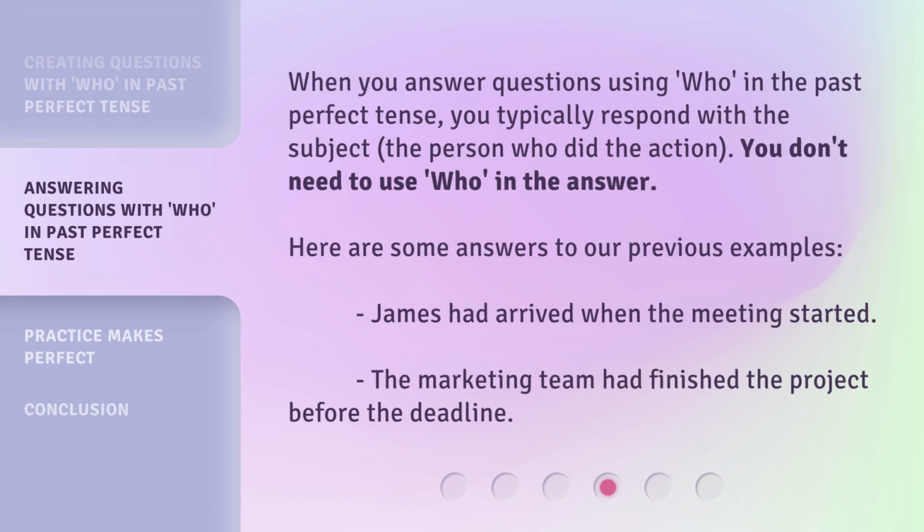When you answer questions using who in the past perfect tense, you typically respond with the subject, the person who did the action. You don't need to use who in the answer. Here are some answers to our previous examples. James had arrived when the meeting started. The marketing team had finished the project before the deadline.